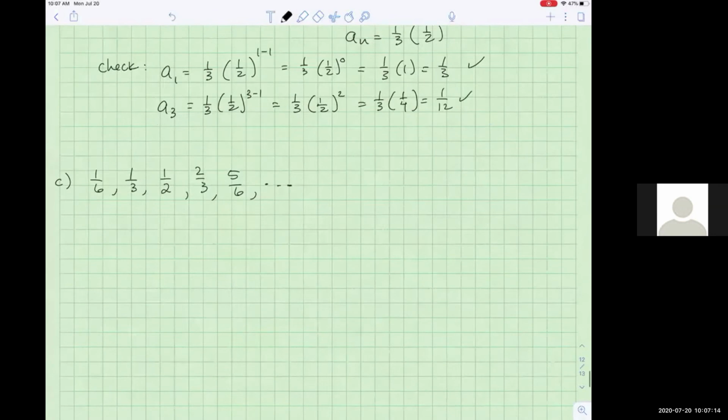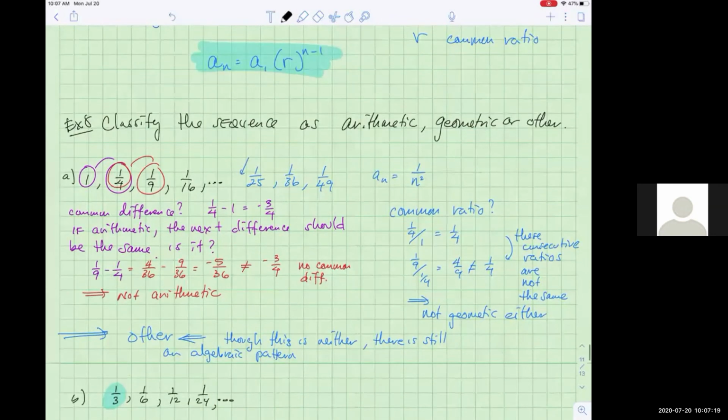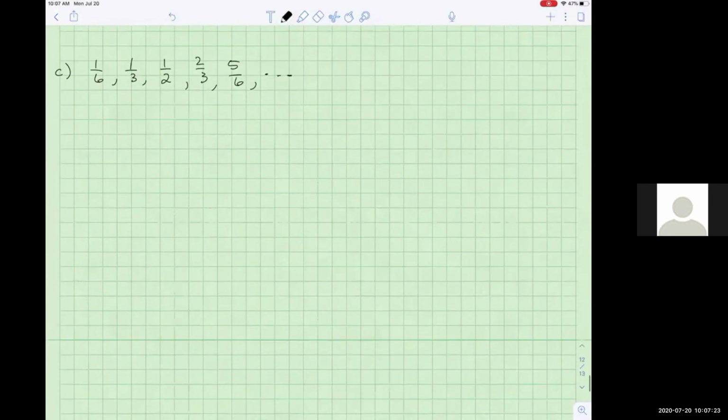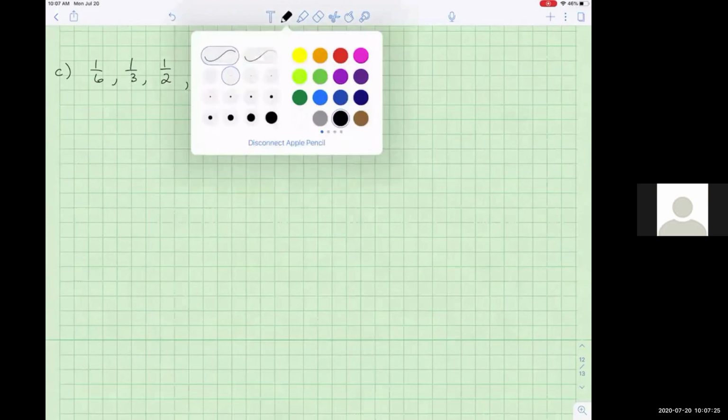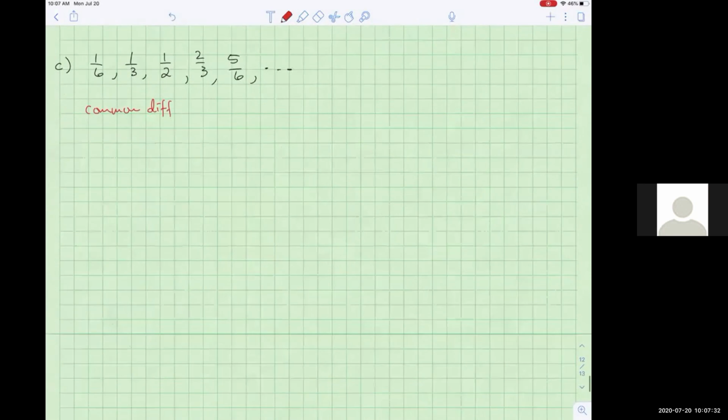Example 8C, the directions were: classify the sequence as arithmetic, geometric, or other. So here we'll start off again the exact same way. Let's find a common difference, if it exists. Please note that I'm going through this in a systematic way. I'm hardly even looking at the sequence. I'm not trying to guess ahead of time what's going on. This one is especially confusing because it doesn't seem to have a discernible pattern.